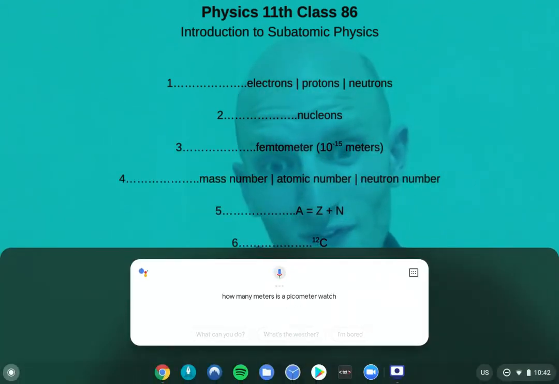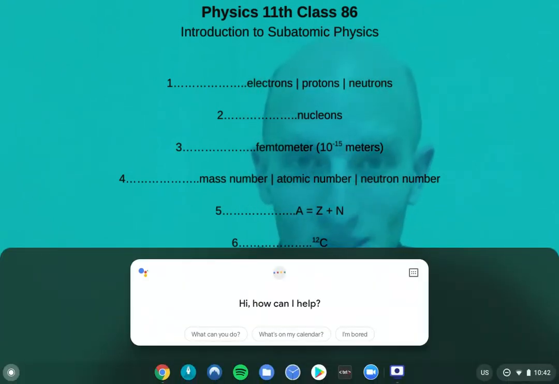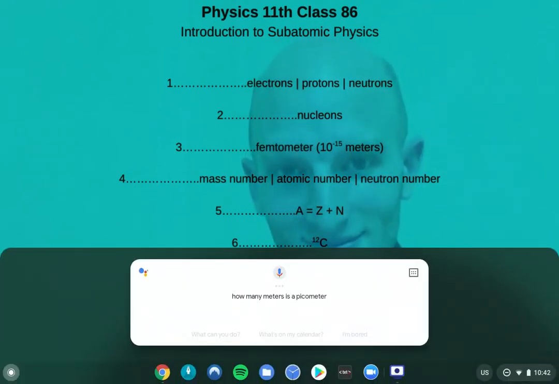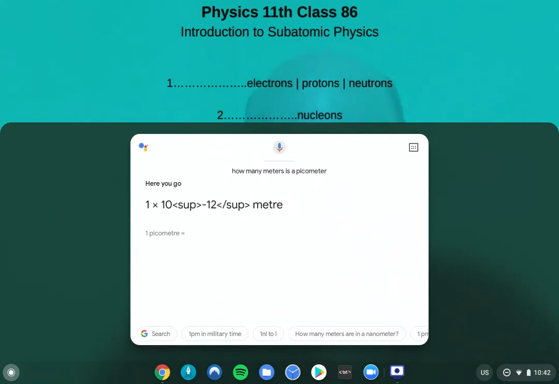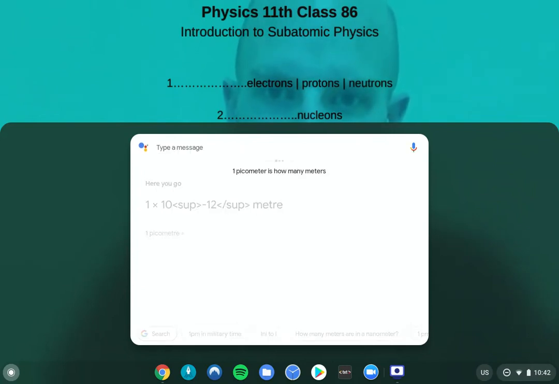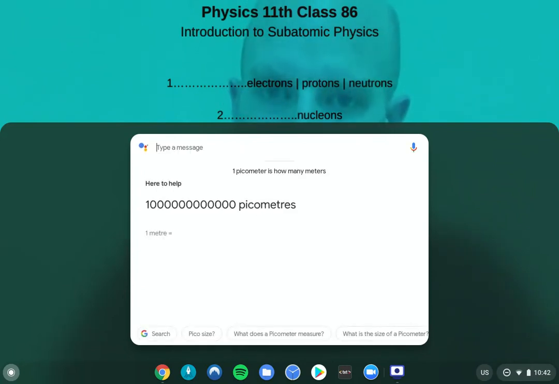Watch. Google heard me say watch. How many meters is a picometer? Are they joking us right now? One picometer is how many meters? 1, 2, it's going to be 12 zeros, I'm telling you. 1, 2, 3, 4, 5, 6, 7, 8, 9, 10, 11, 12.